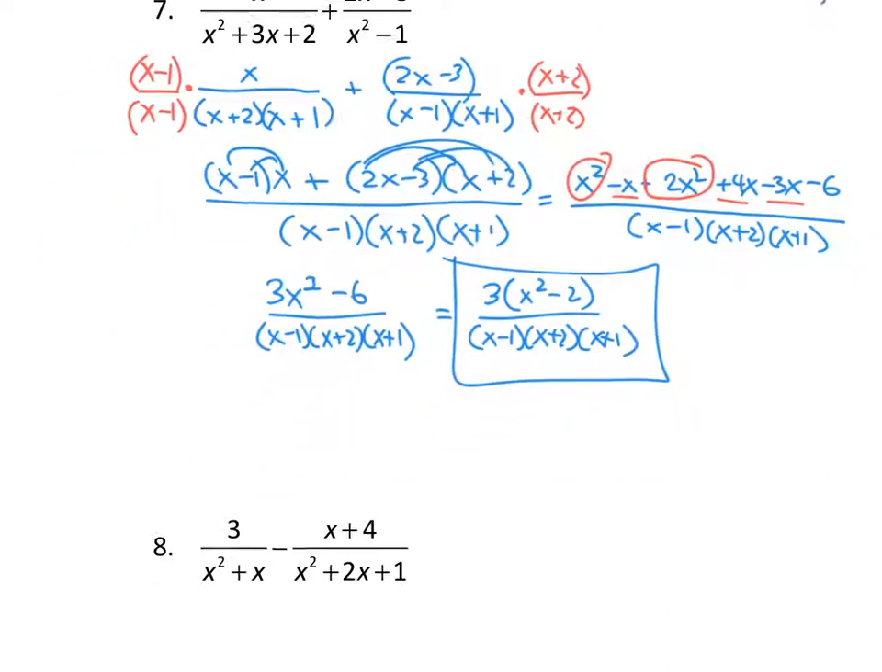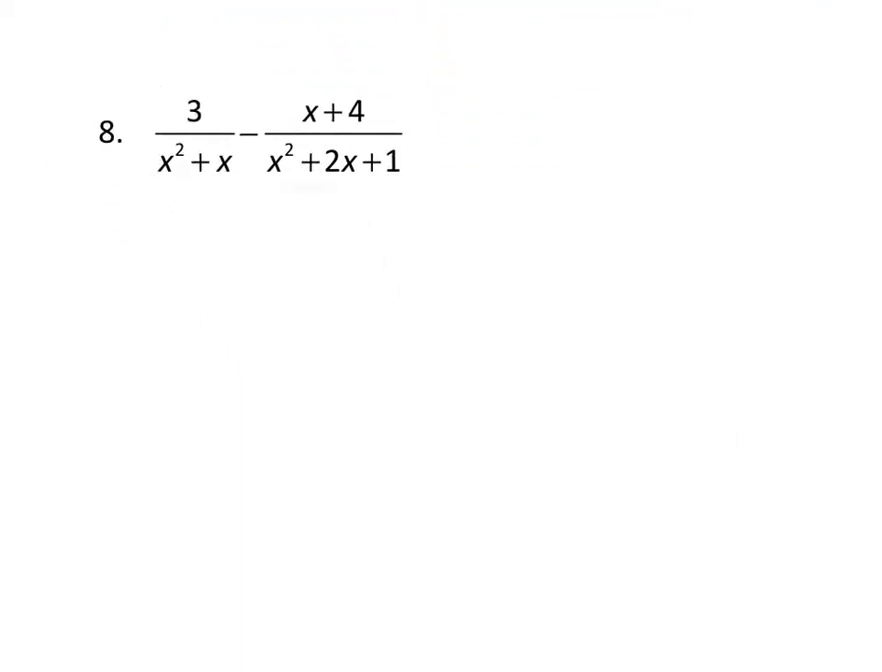And then our last one, one more example, if you're still with me. Again, I write it in factored form. On the bottom of that first fraction, I can factor out an x, so I get x times x plus 1. And in the next one, I can factor, we get x plus 1 times x plus 1. So that second one has x plus 1 twice, or x plus 1 to the second power is another way to write that.